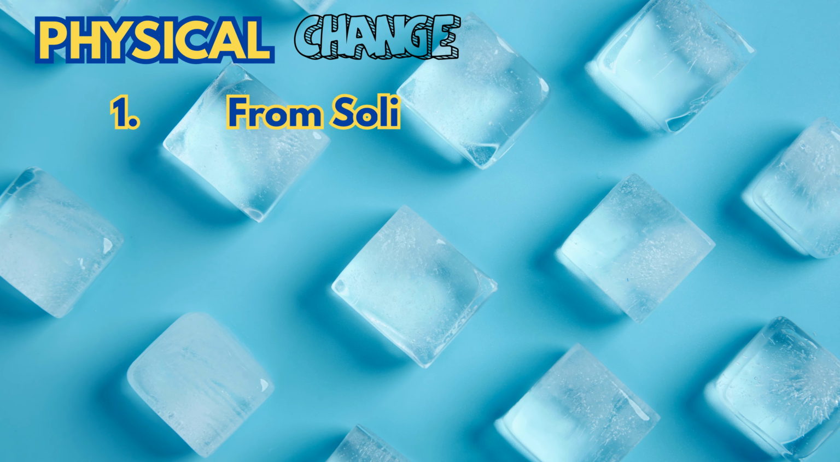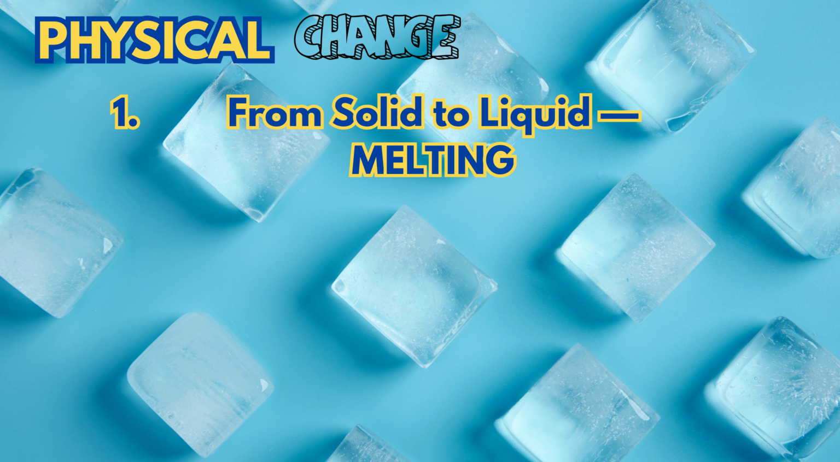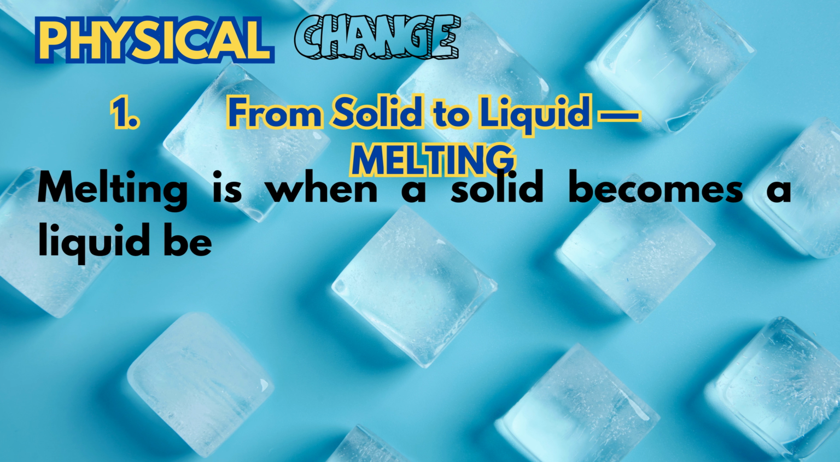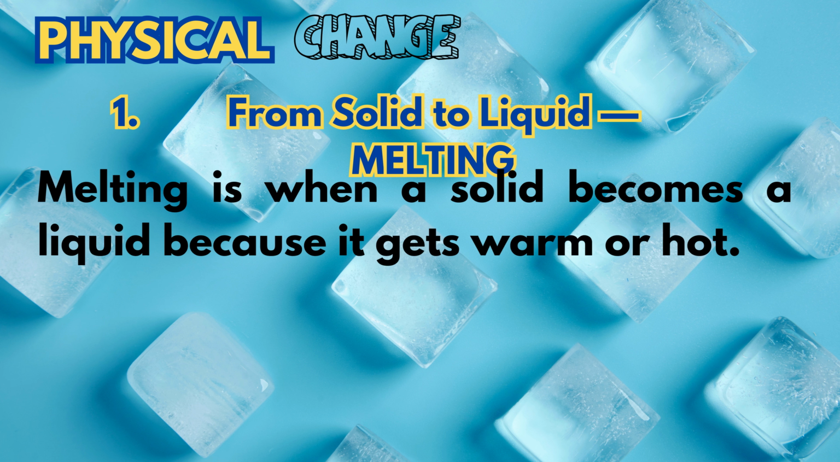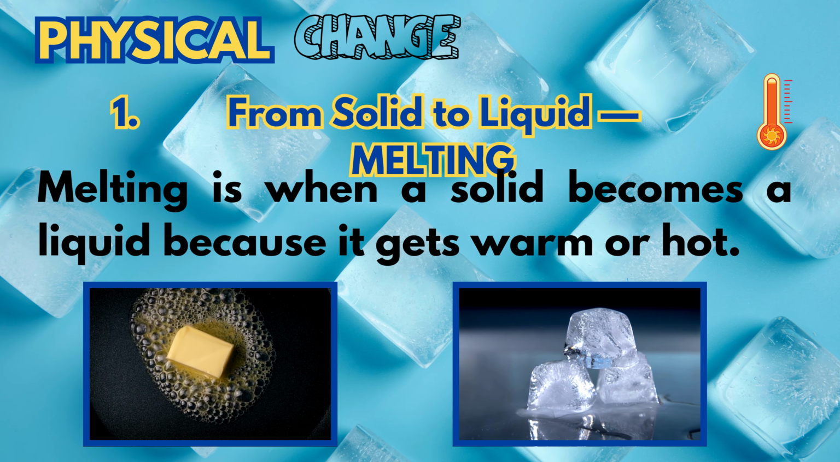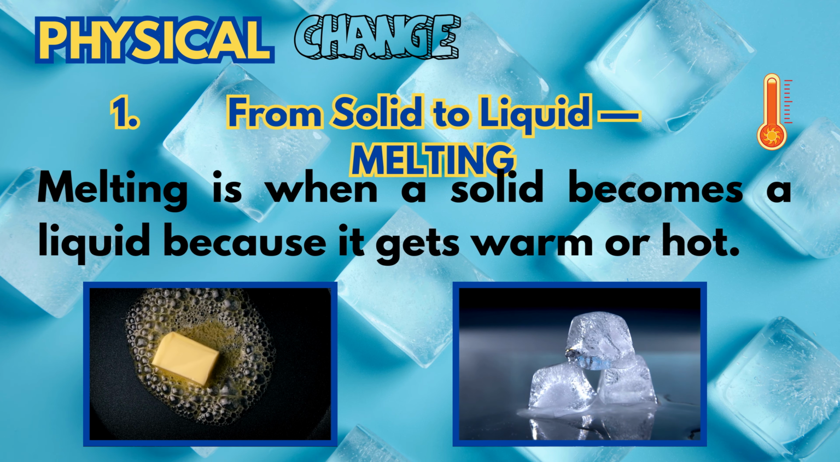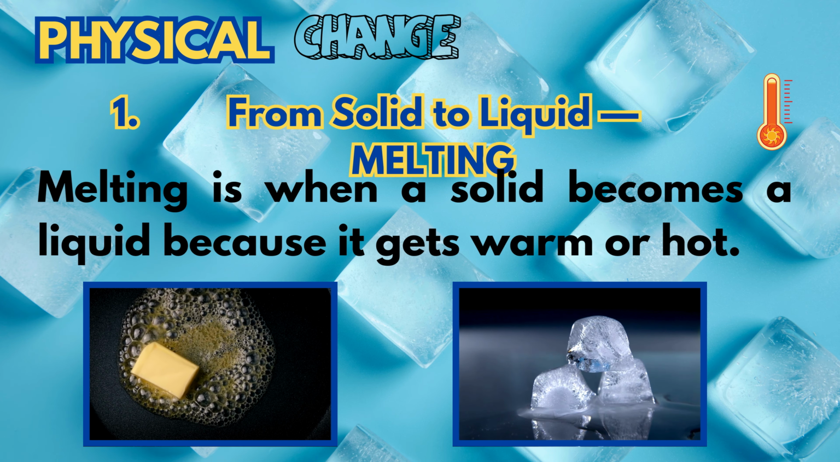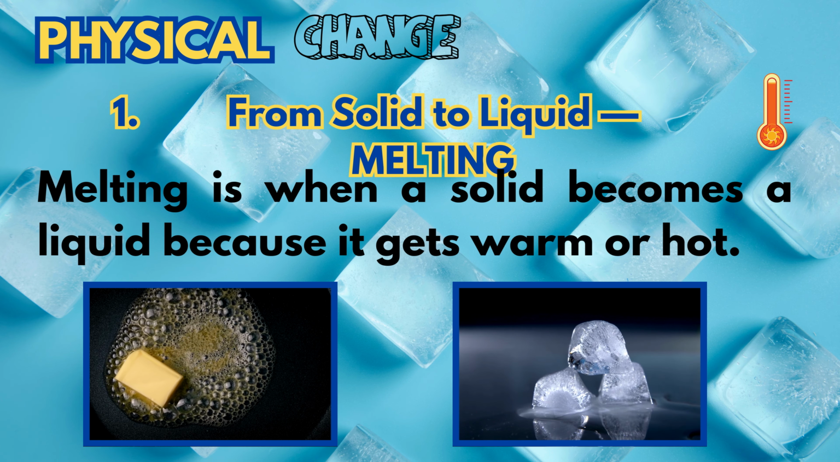1. From solid to liquid, melting. What is melting? Melting is when a solid becomes a liquid because it gets warm or hot. How does it happen? When something solid, like butter or ice, gets heat, it melts. Heat makes the particles inside move faster and break apart. They loosen up and start flowing. That's how it turns into a liquid.